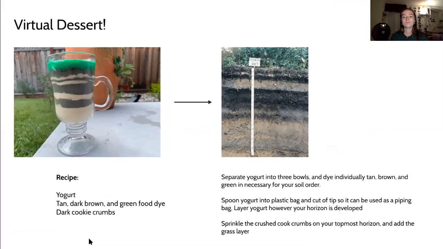So we decided to make a virtual soil-related dessert. This one is made just of yogurt and cookie crumbs and food dye. This can be made for any type of soil order. You can just add whatever adequate amounts of food dye and yogurt you need to best replicate your soil order.